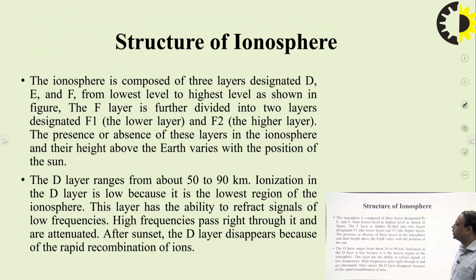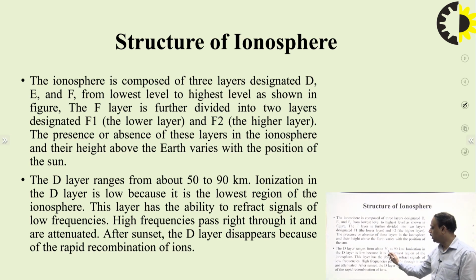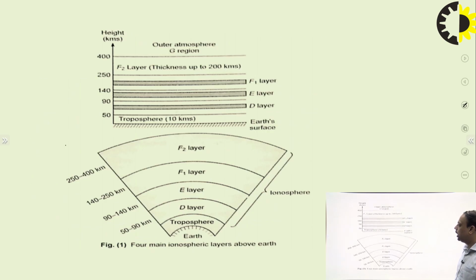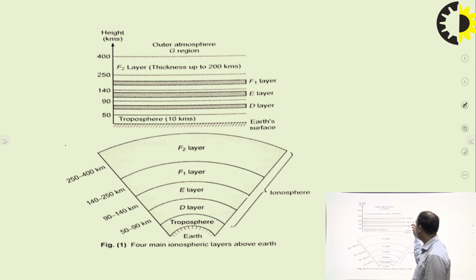This is the structure of the ionosphere. As we already discussed, there are F1 and F2 layers, and the lowest layer is the D layer. The D layer is from 50 kilometers to 90 kilometers from the Earth's surface. From 90 to 140 kilometers, we have the E layer. From 140 to 250 kilometers, the F1 layer, and from 250 to 400 kilometers, the F2 layer of the ionosphere.